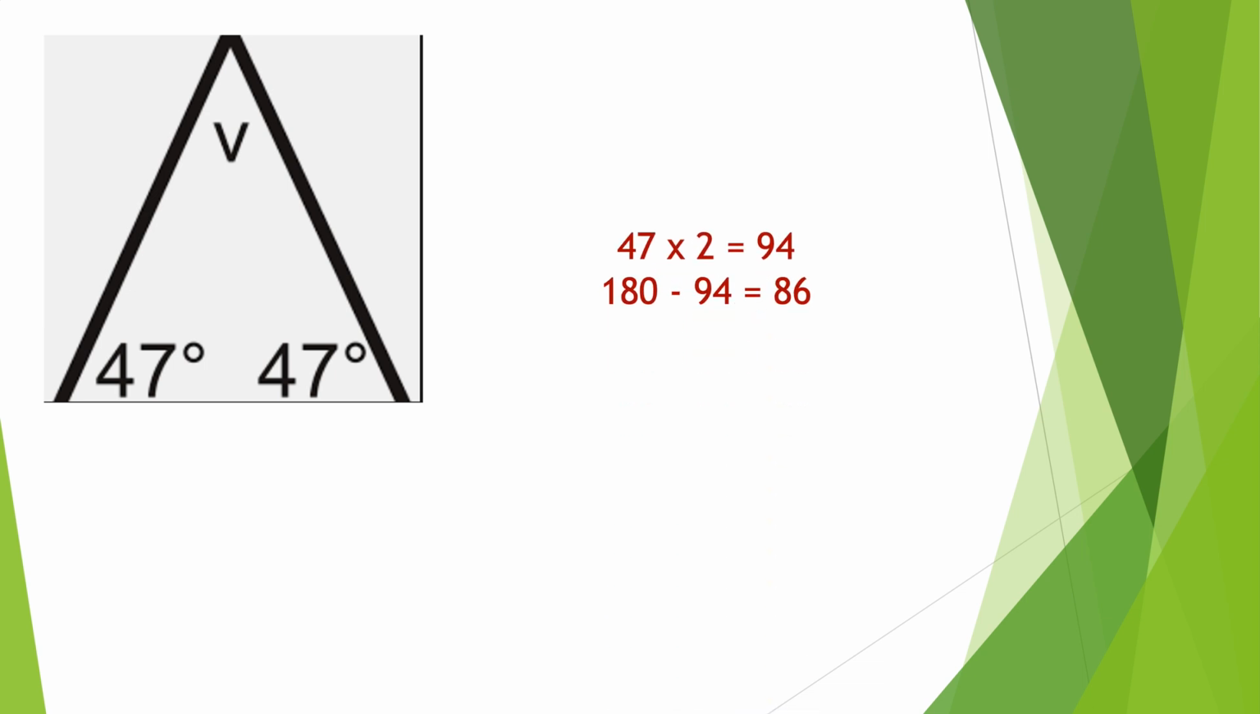Okay, so 47 times 2, because there's a 47 and a 47 congruent base angles, is 94. And 180 minus 94 is equal to 86. That's the vertex angle up top. These are the base angles at the bottom. Okay.